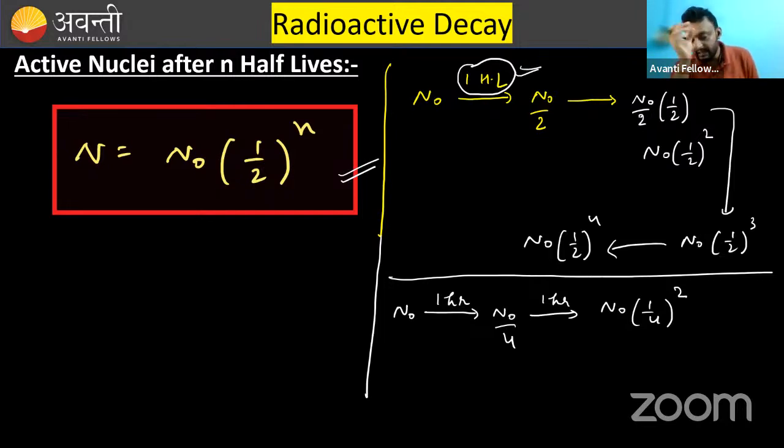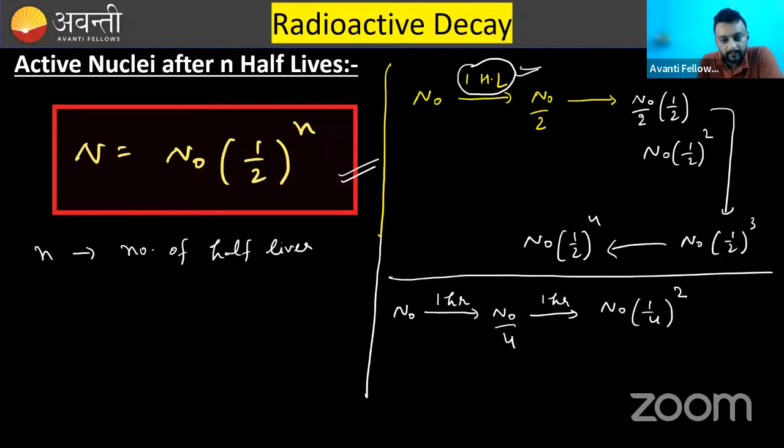If it can be broken, we can solve it. We can make a relation. So it's not necessarily 1 by 2 raised to the power n. 1 by 2 raised to the power n is happening because we are talking about half-lives. It can be N naught times 1 by 4 to the power n, depending on the relation. Okay. So this is the relation. So what is n here? n here is the number of half-lives.